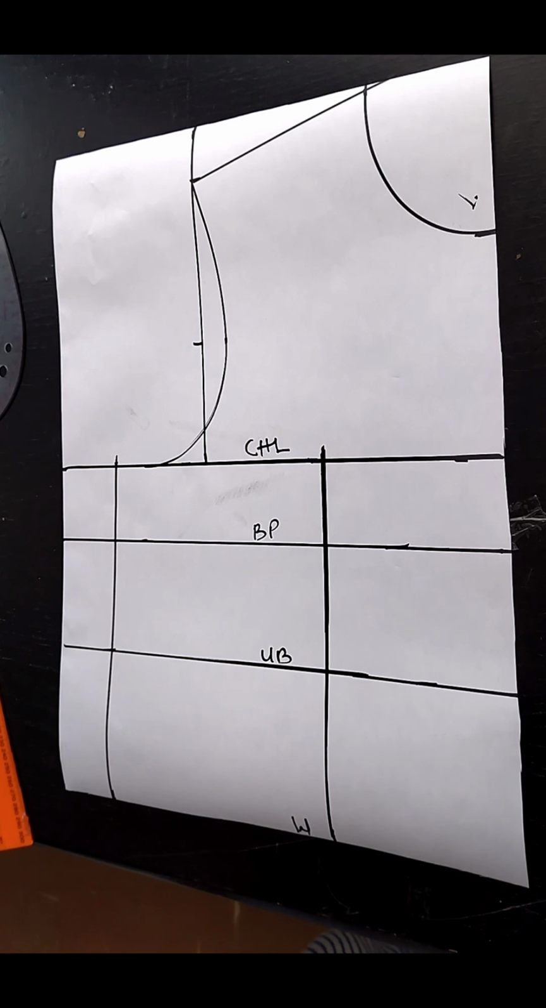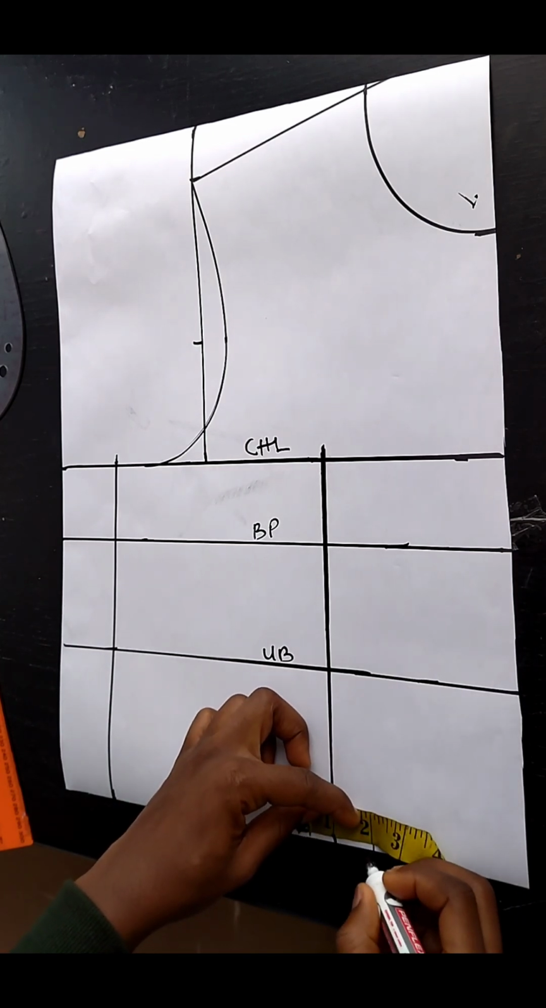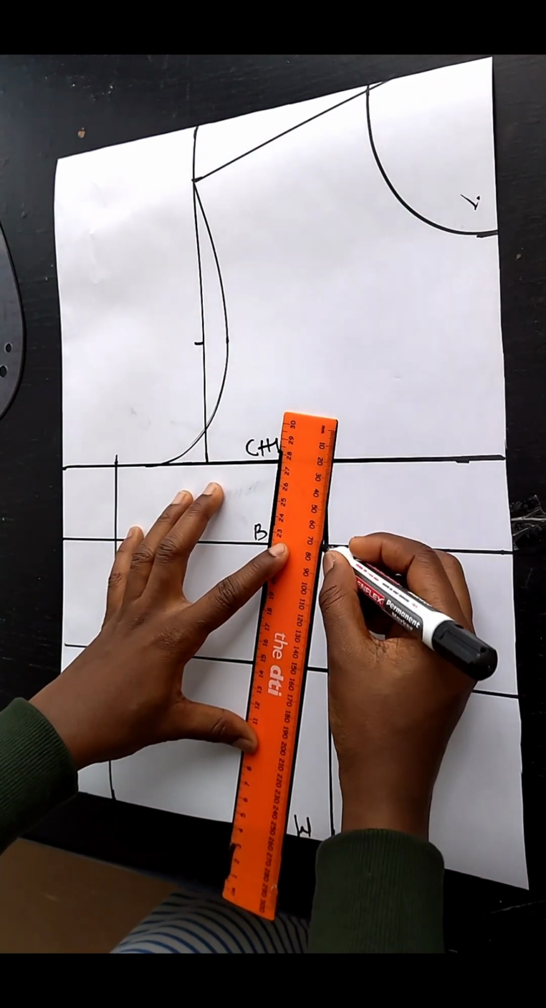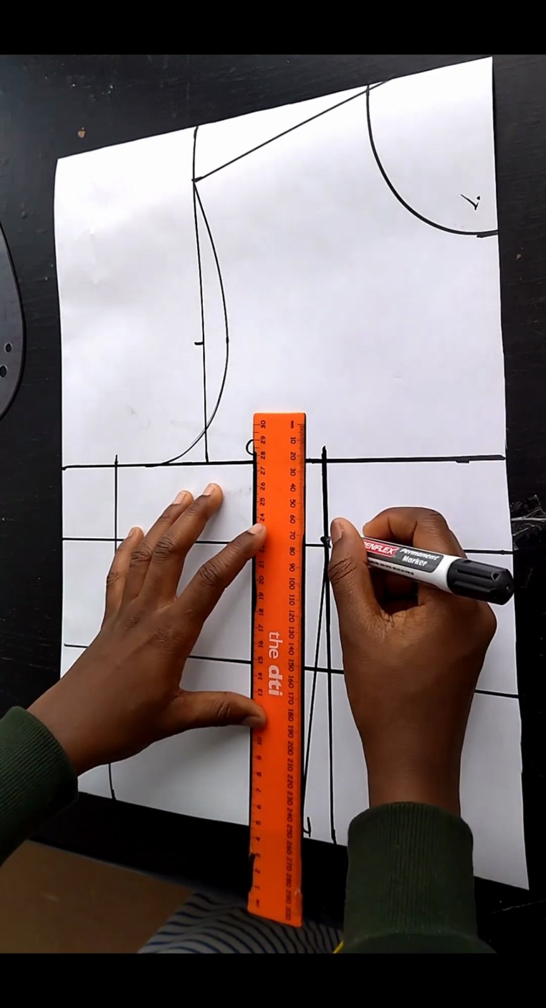Since we added 2 inches allowance for that, now I'll go in by 1 inch on both sides to make up for the 2 inches we added to the waist measurement. And I'll connect straight to the bust point.